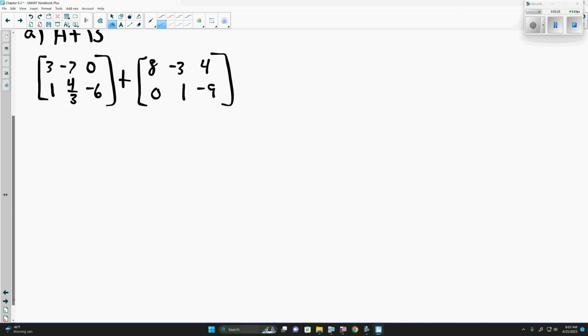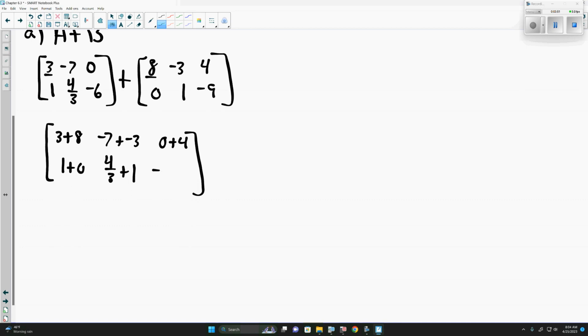And whenever we add 2 matrices together, we add their corresponding elements. So the first row, first column will be added to the first row, first column. So we'll do 3 plus 8. Then we'll have negative 7 plus negative 3. And lastly, in the first row, 0 plus 4. In the second row, we'll have 1 plus 0. 4/3 plus 1. And lastly, 6 plus negative 9.